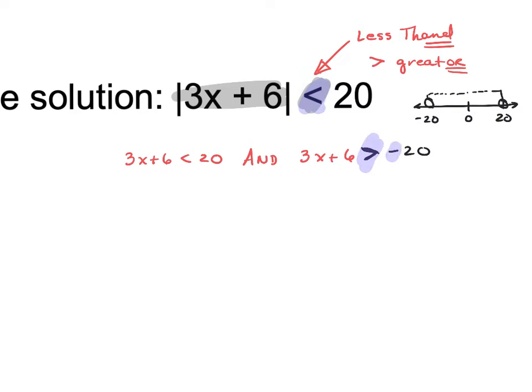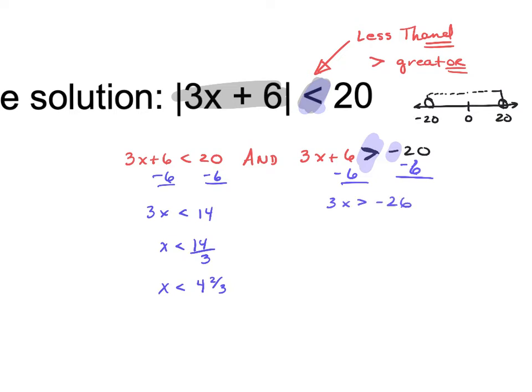So let's solve these two, because the rest is just like the previous problem. Subtract our 6. 3x is less than 14, so x is less than 14 over 3. Not a very pretty answer, but we're going to write that as negative 4 2/3. Subtract our 6. 3x is greater than negative 26, divide by 3, x is greater than negative 26 thirds, also not very pretty, but we'll rewrite that as negative 8 and 2 thirds.